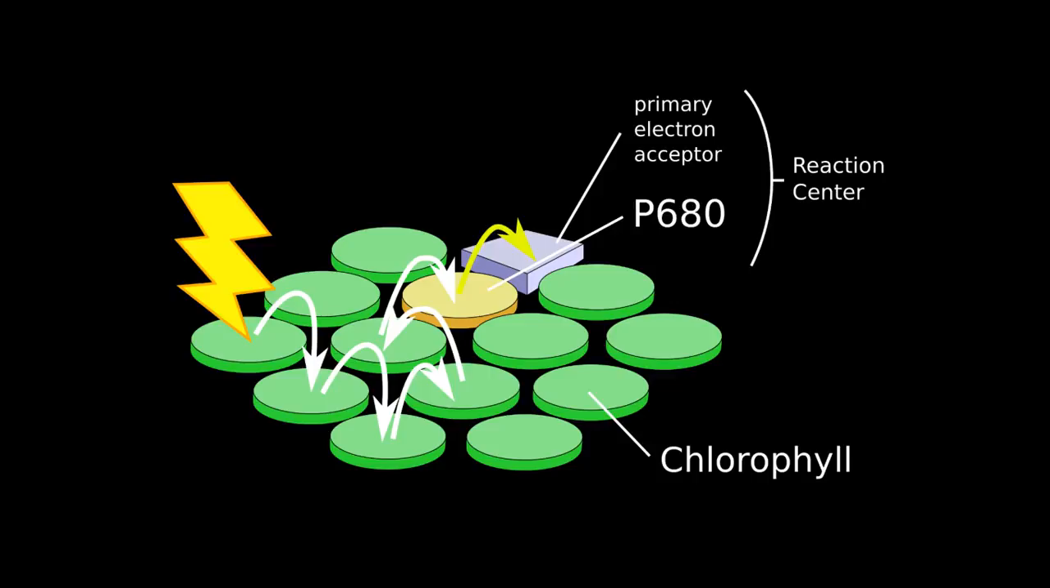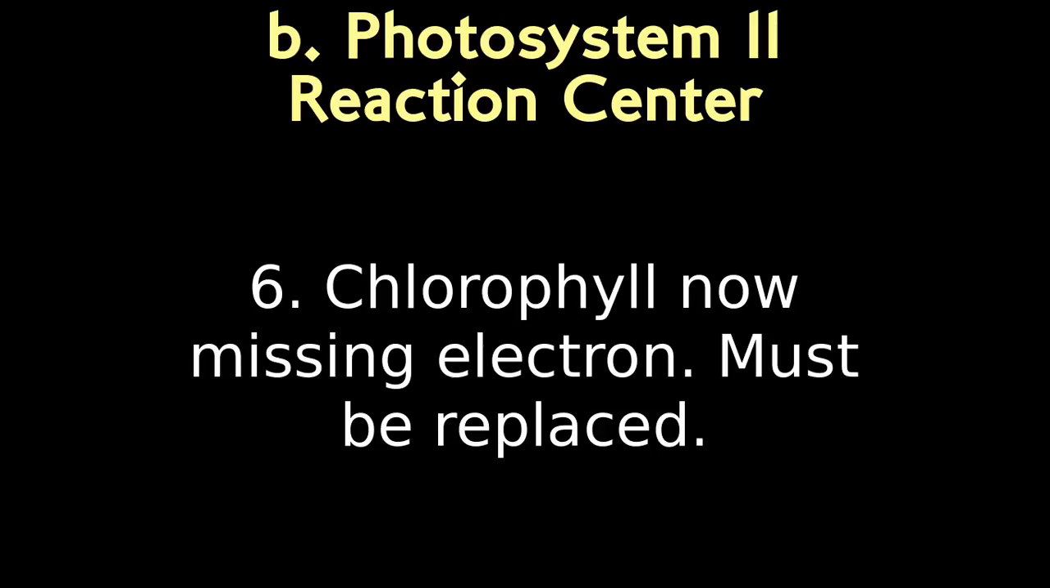So once again, we're bouncing around here with energy. It goes to P680, and then P680 transfers energy to the reaction center. And it's at this point that we get our first electrons. Now, that original electron does not directly come from the reaction center. It is going to come from water. But we'll come back to that in just a moment.